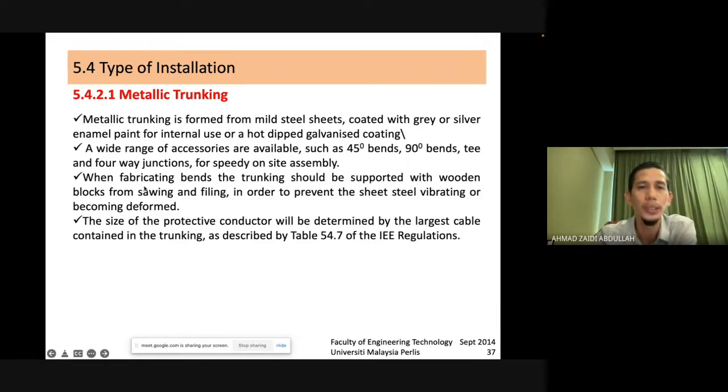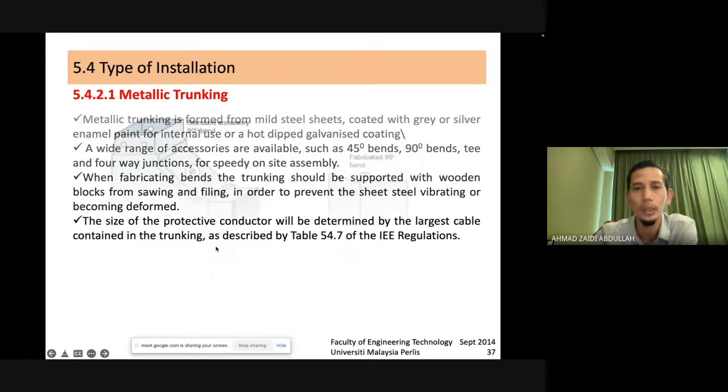And when fabricating a bend, the trunking should be supported with a wooden block, from sewing and filling. And then the size of the protective conductor will be determined by the largest cable contained in the trunking as described. Same as before.